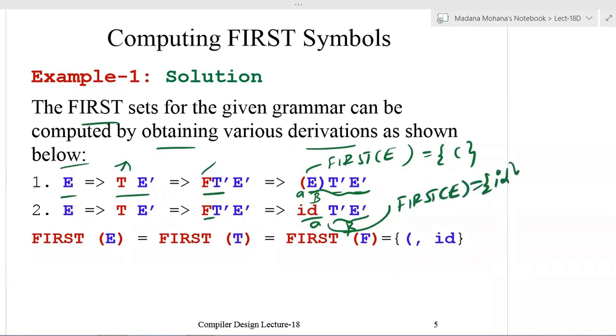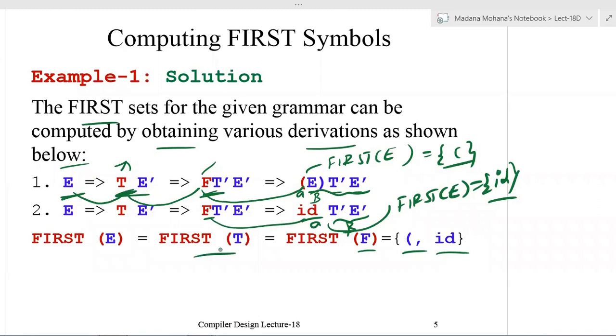Now therefore you can combine these two values. Here you can see first of E is equivalent to first of T. Why? Because T is the starting variable in the derivation. Now first of T, again the T value is substituted with F. So first of T is equivalent to first of F, then first of F equal to left parenthesis, and first of F equal to id. Therefore first of F equal to left parenthesis and id.